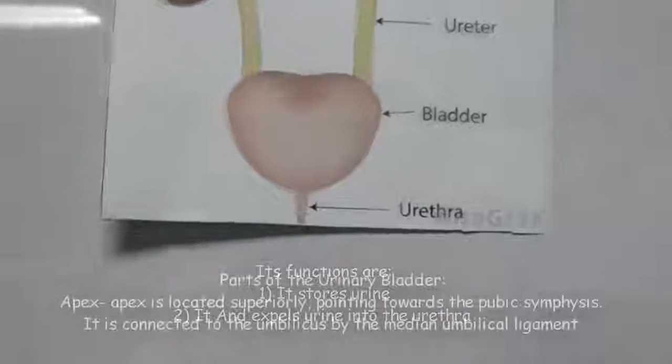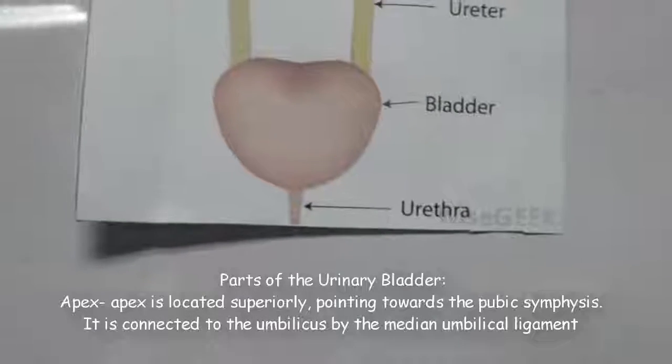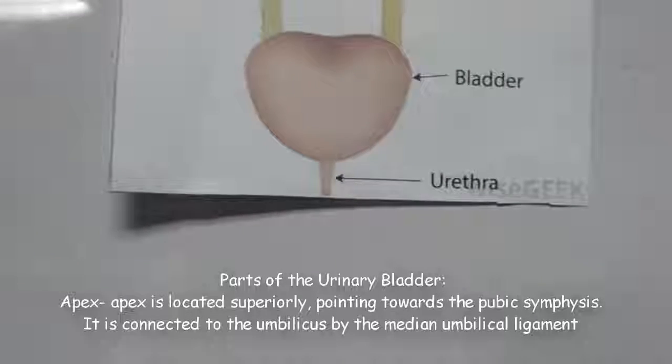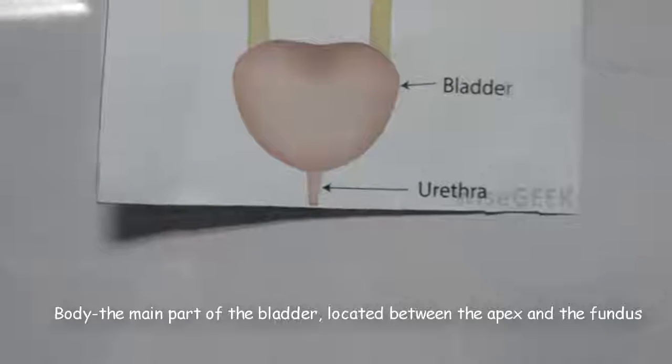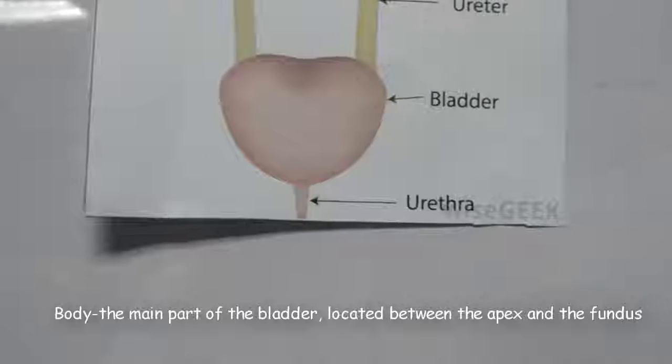Parts of the urinary bladder. Apex. The apex is located superiorly, pointing towards the pubic symphysis. It is connected to the umbilicus by the median umbilical ligament.